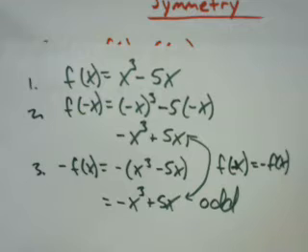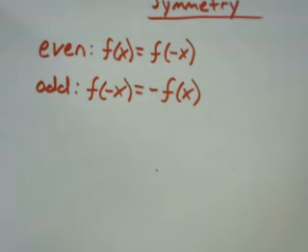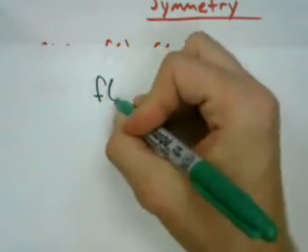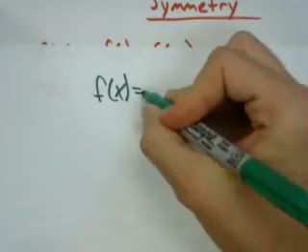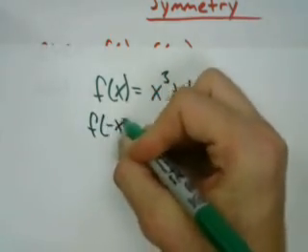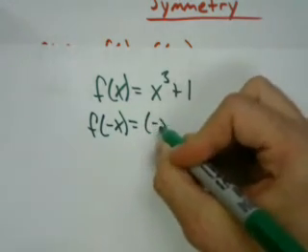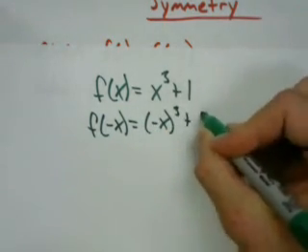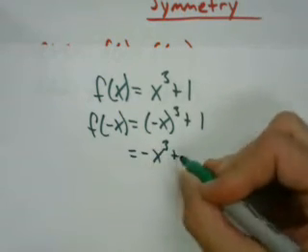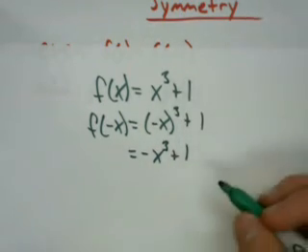Now, if there's any other problem, sometimes they just don't work out, and it's a shame. For instance, let's say we had f of x equal to x cubed plus 1. Well, if I do f of negative x, the negative still comes out of that cube, negative x cubed, and it's plus 1. That's not like f of x.